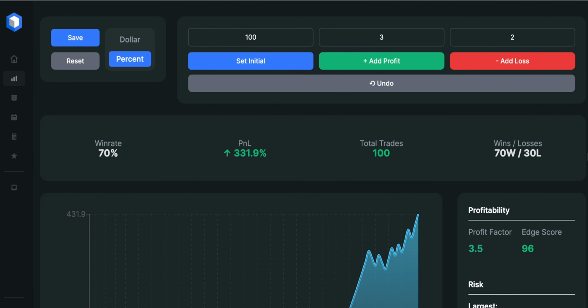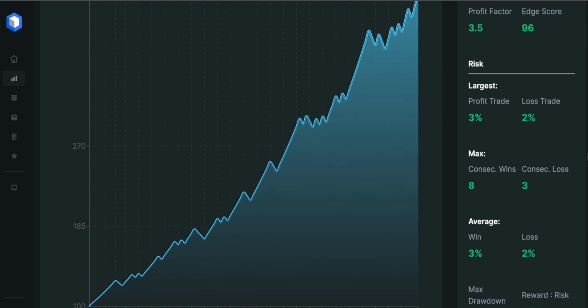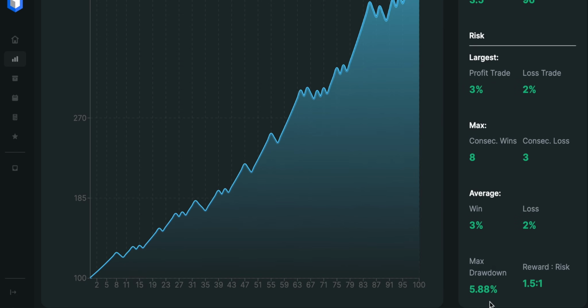Alright, so after 100 trades, the results for this strategy are really impressive. The win rate is 70% and we increased our account size by 331.9%. The profit factor is 3.5 and we had 8 consecutive wins against 3 consecutive losses. Also notice how small our maximum drawdown is. These results basically tell us that the strategy is quite reliable and we should definitely forward test it with paper money.